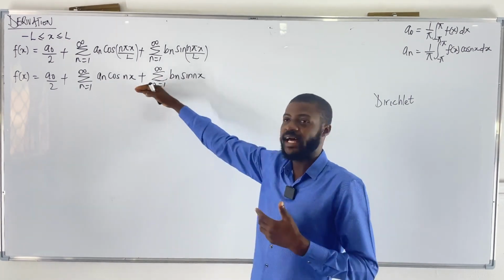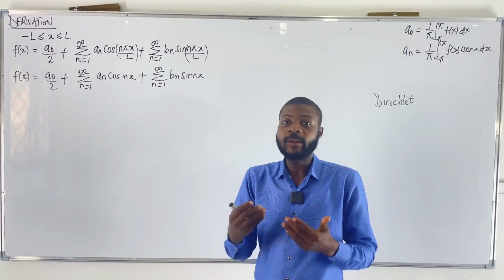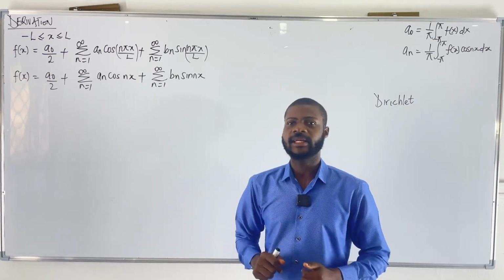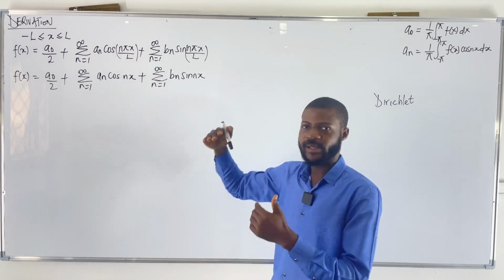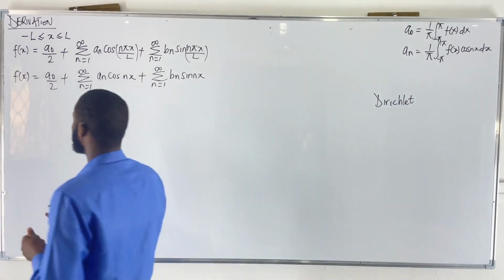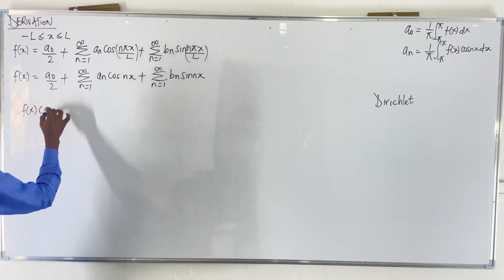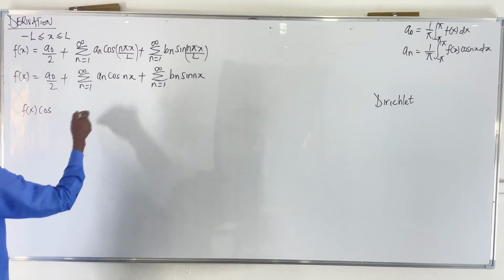So if a function is having cosine, one way for me to know that cosine is very present without being told is to multiply by cosine again. So let me multiply by cosine because I'm going to be making the cosine much more big. Let me multiply every single thing here by cosine. So I have f of x cos, this is n already, so let me use m.